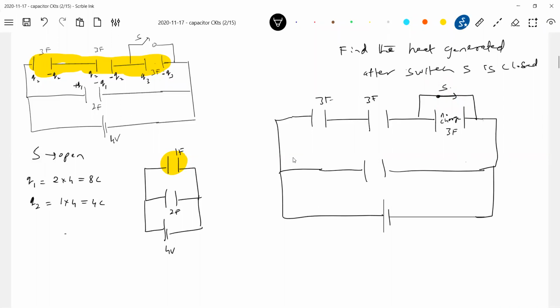Okay, for now we have only these two capacitors. Again, now they are in parallel, no? So 3 farad, 3 by 2 will come here. So what is the charge in them? Q1 and minus Q1, Q2 and minus Q2.